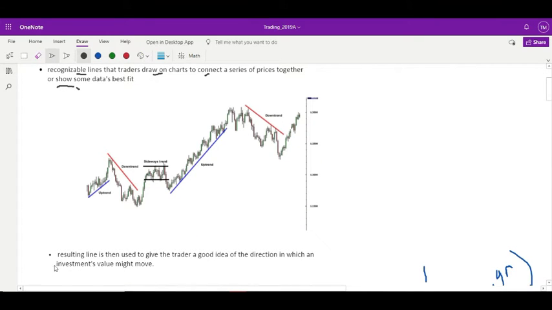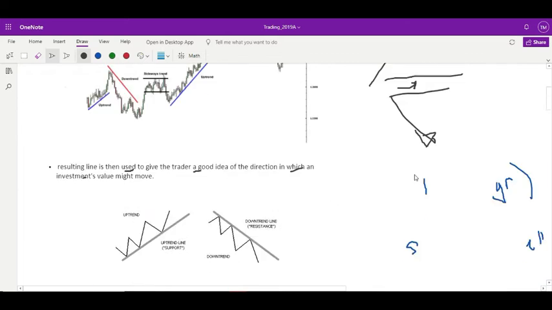This resulting line is then used to predict, or give traders a good idea of, the direction in which any investment value might move. So it gives us a good direction on which the investment or financial product might move its price, if it's going to move up or down. That's the main reason why we draw trend lines, to give us a general idea: is it going up, going down, or moving sideways? So that's why we draw these trend lines.